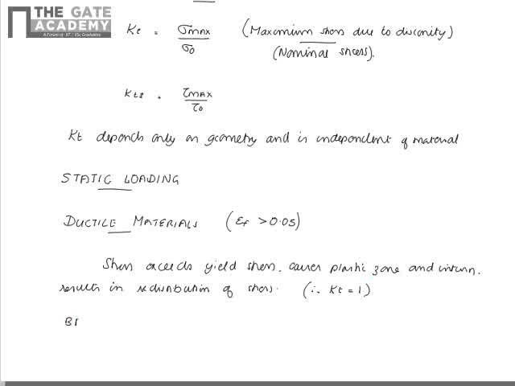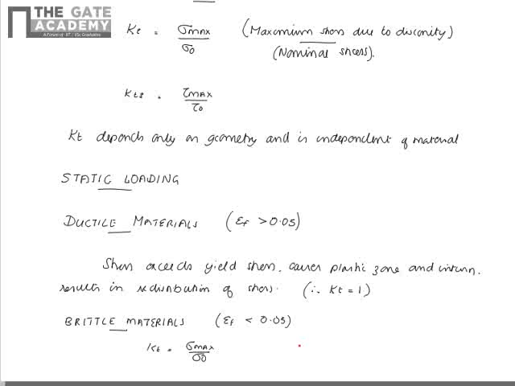But what happens for brittle materials? Now we know that brittle materials are those materials in which the strain at failure is less than 0.05 or 5%. They are called brittle materials. And we have already seen the stress concentration factor depends only on geometry: sigma max by sigma nominal.